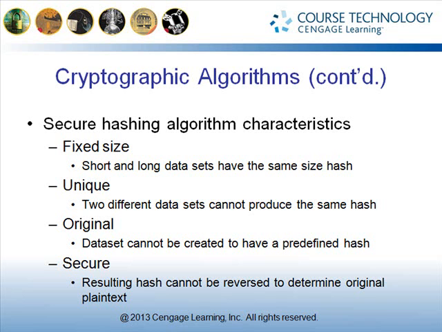Number three, original. It should be impossible to produce a data set that has a desired or predefined hash. I should not be able to take a document and from that document be able to create a predefined hash. And number four, it has to be secure. The resulting hash, as we've said before, cannot be reversed in order to determine what the plain text was. A hash is simply a digital fingerprint of that text.